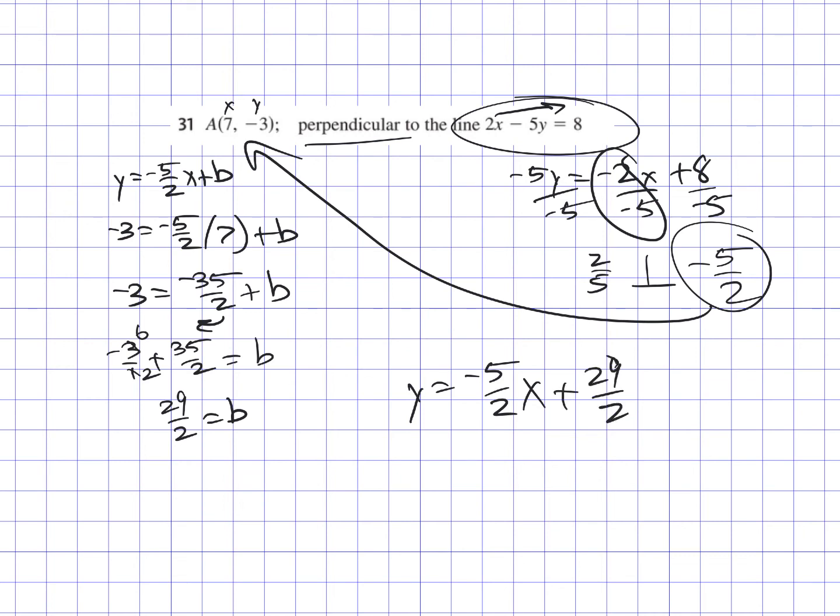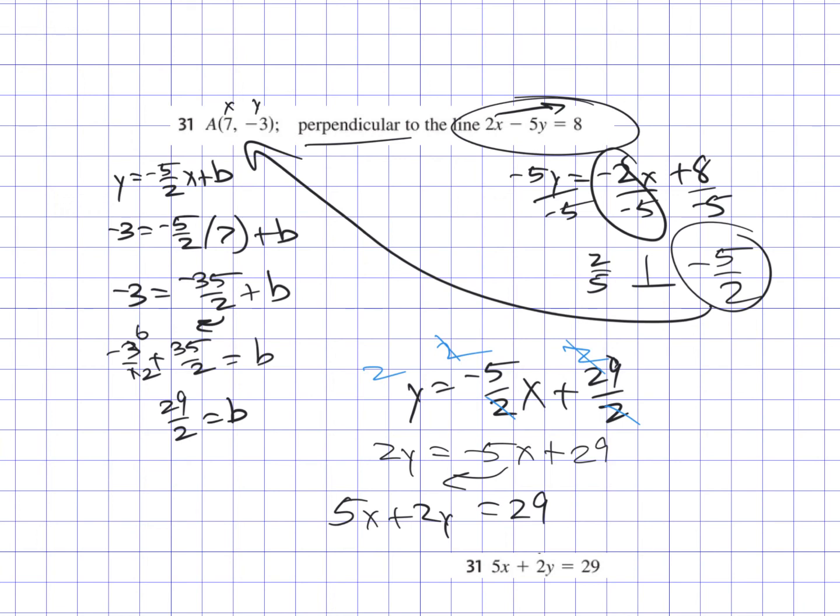Again, in standard form, if we multiply by 2, 2's cancel out. We get 2y equals negative 5x plus 29. Move the 5x over, we get 5x plus 2y equals 29.